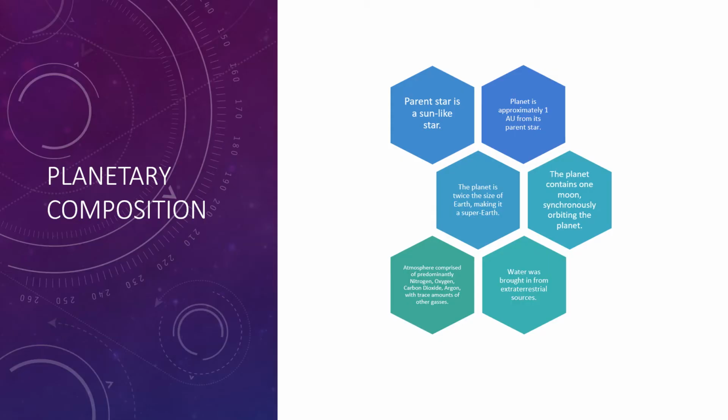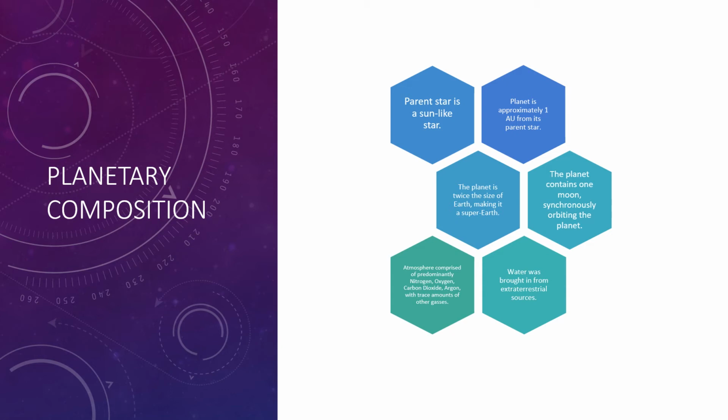So now let's turn to my planet and its composition. This planet is twice the size of Earth, making it a super-Earth. It orbits 1 astronomical unit from its parent Sun-like star. It contains 1 moon that is in synchronous orbit with it, allowing it to produce tides on its liquid ocean. Its atmosphere is comprised of nitrogen, oxygen, carbon dioxide, and argon, with trace amounts of other gases, similar to Earth, so that we know that it can support life.